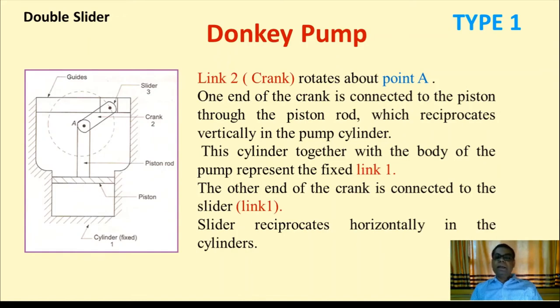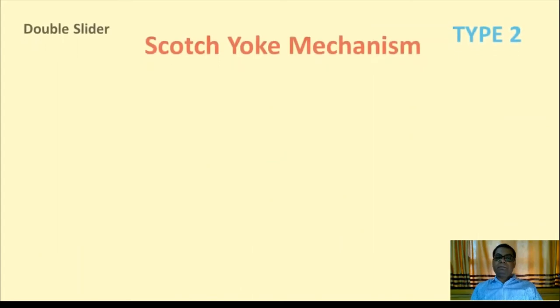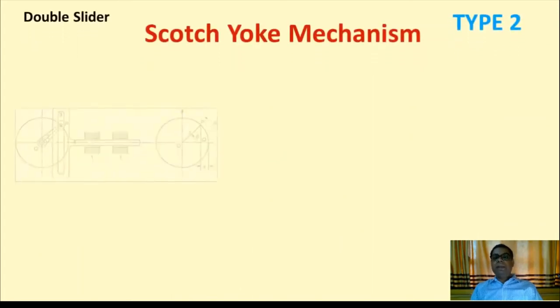The other end of the crank is connected to the slider or link 3, and the slider reciprocates horizontally in the cylinder. Next comes the Scotch-Yoke mechanism.